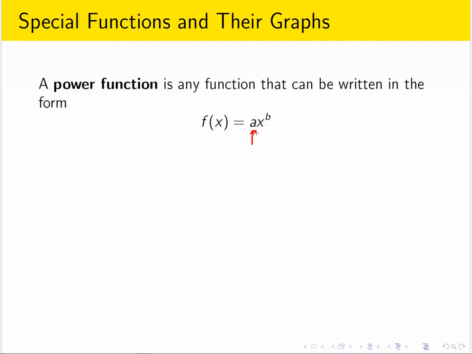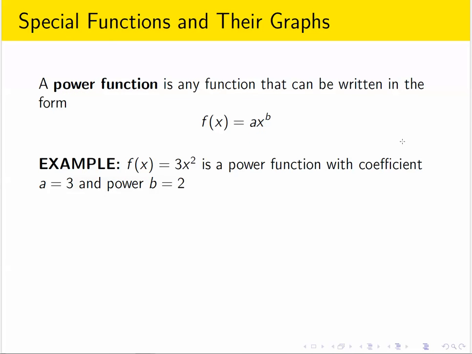It's a constant multiplying a variable raised to another constant. So the only variable in this formula is x. A and b are both constant numbers, as we'll see in a few examples. So this is x raised to a power, and that's why it gets the name power function.